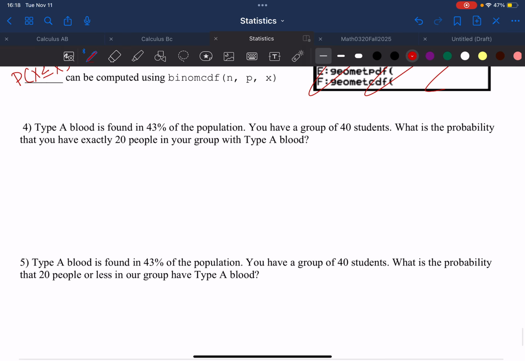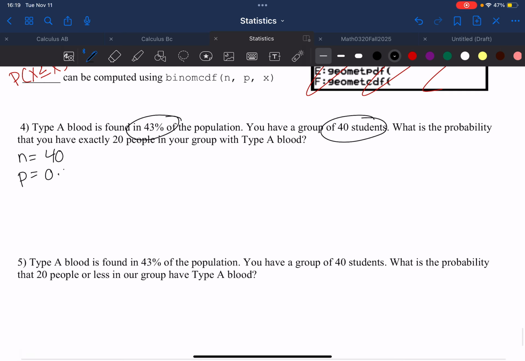So before I bring up Desmos, let's go ahead and label our N, P, and X. So N, remember, is our number of trials, so that would be 40 students. P is our probability, so that would be 0.43. And X, it says exactly 20 people, so it's going to equal 20. So we're trying to find the probability that X equals 20.